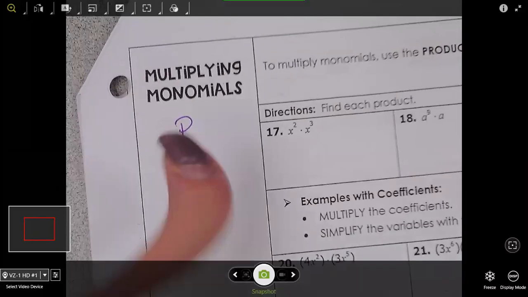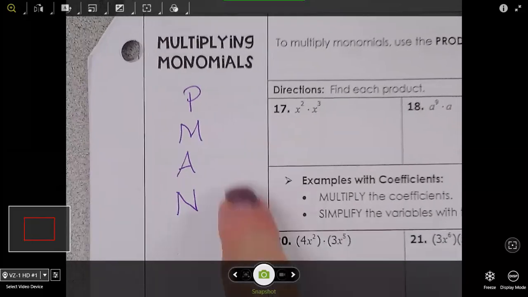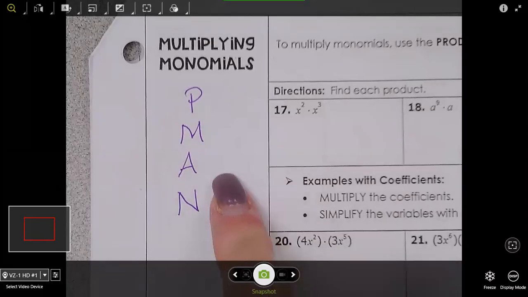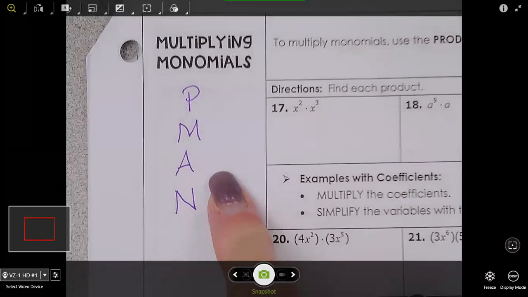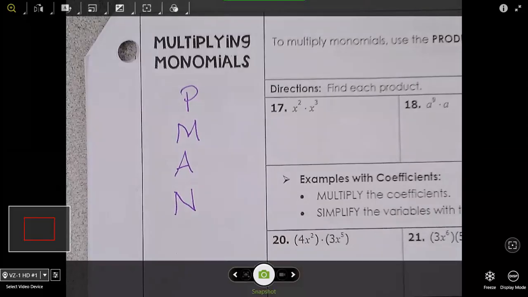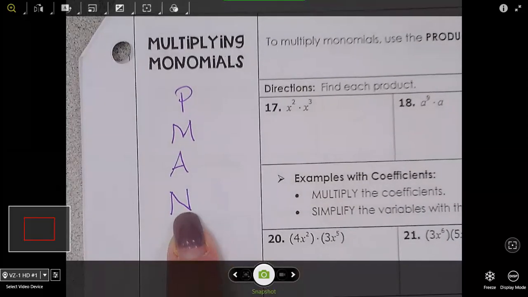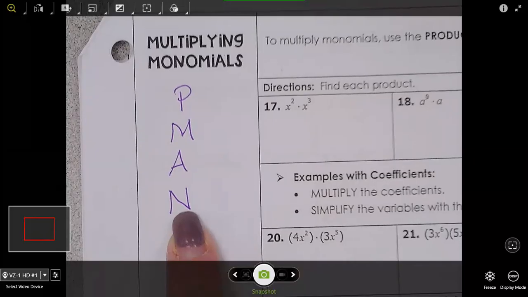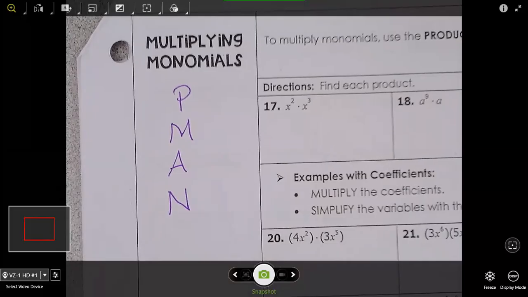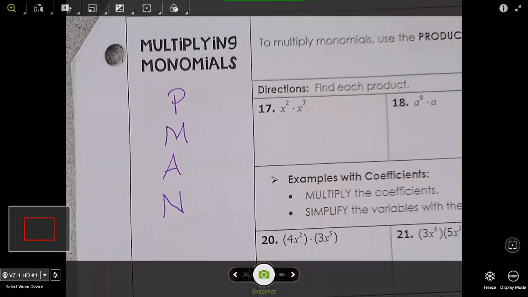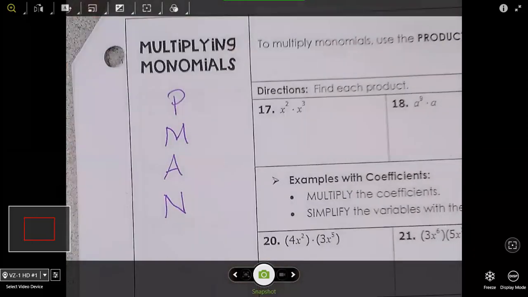Okay, so when we multiply monomials, this is where P-man comes in important. This is when it gets confusing. Adding, we do nothing to our variable and exponent. But when we're multiplying, we're going to be doing all kinds of crazy things. And some problems have adding rules, multiplying rules, dividing rules, and then it gets crazy. So you want to make sure that you're paying attention, and then always use P-man.